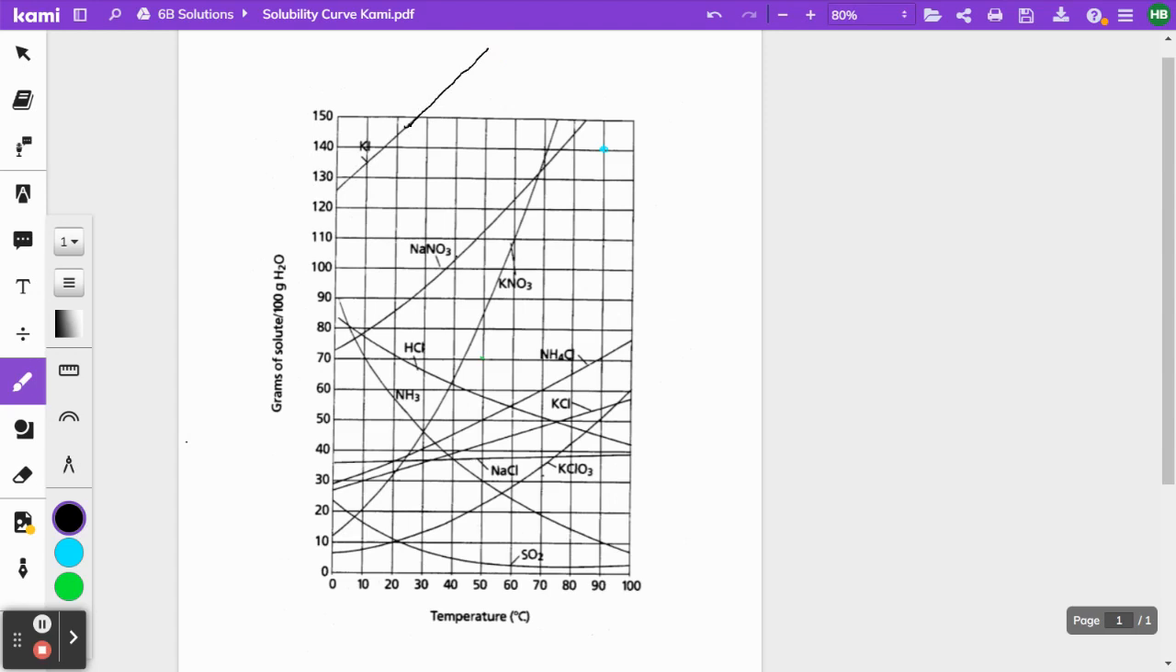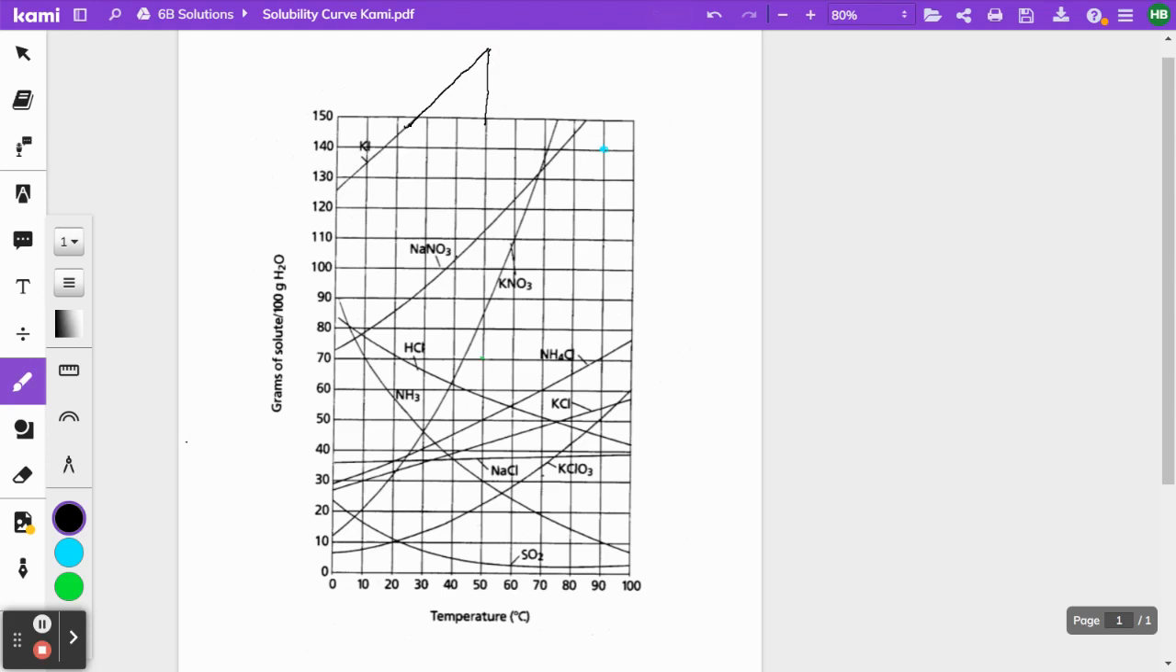So extrapolating means that even if something's not on a graph, you can make certain determinations. For example, if somebody asks you something about the solubility of KI at 50 degrees Celsius, you can say, well, 50 degrees Celsius is not on this graph. That doesn't mean that you can't tell anything about the solubility.